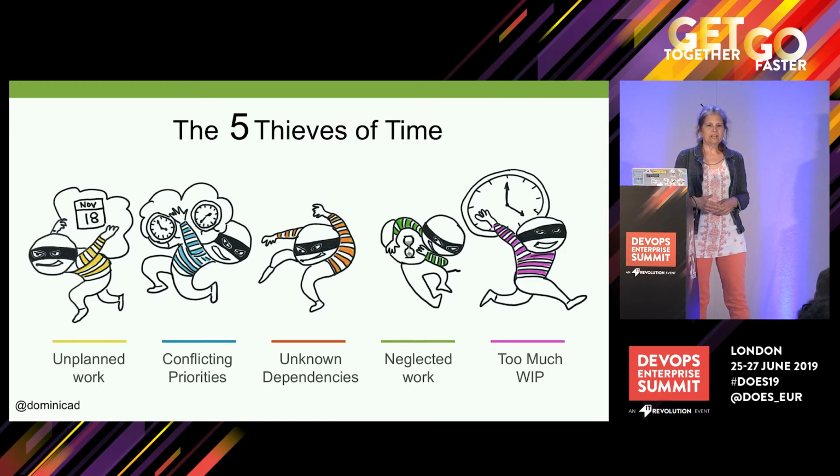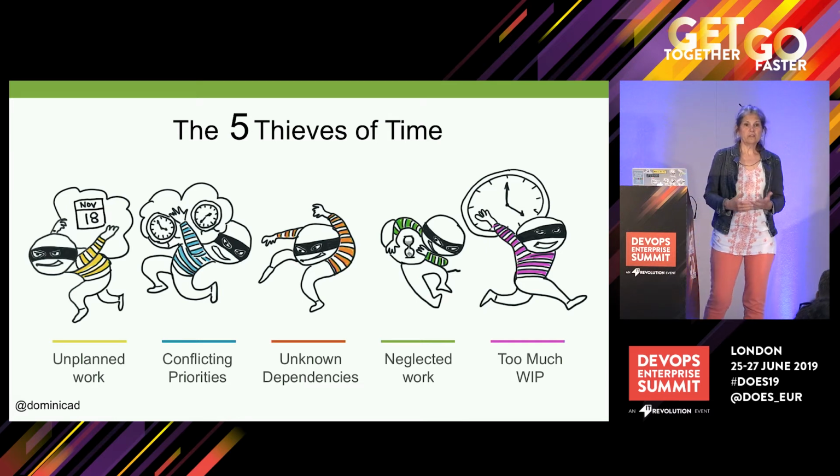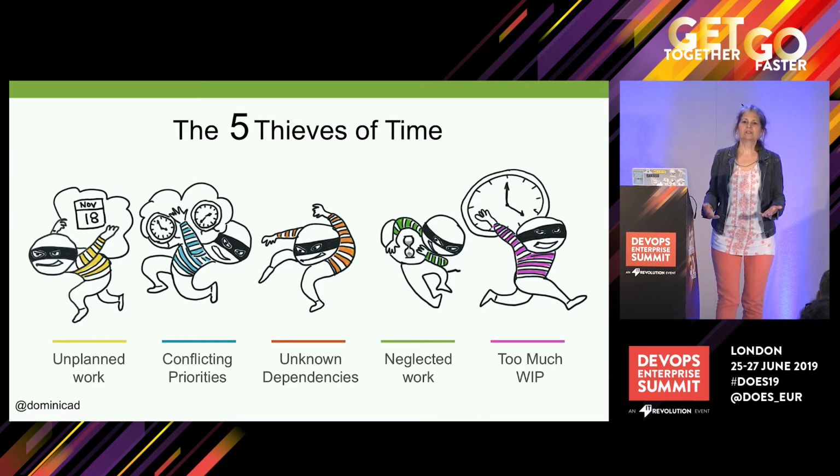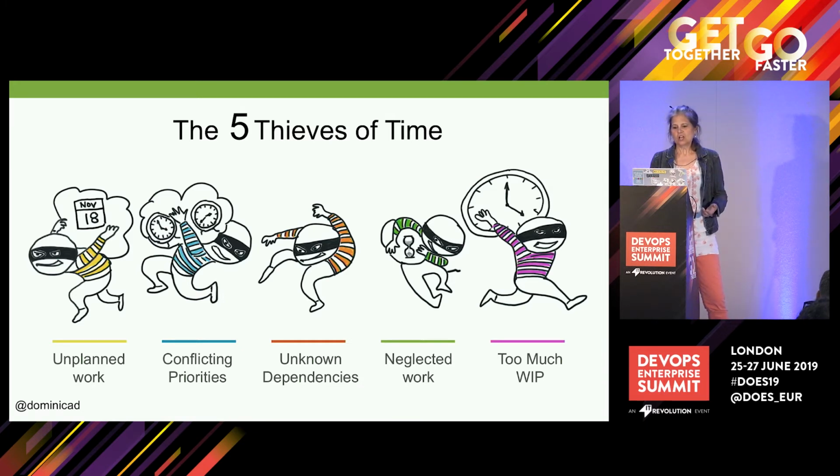And then on the right in pink, that's the ringleader of all the thieves. This is thief too much work in progress. Because in one way or another, all the time thieves play into us having our plates too full, just having too much work on our plate.